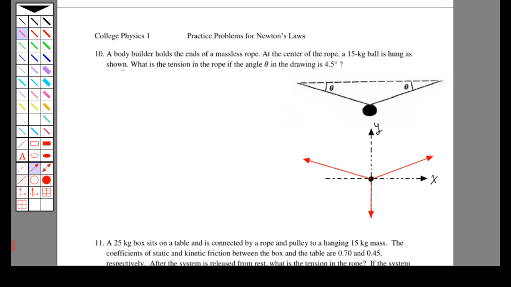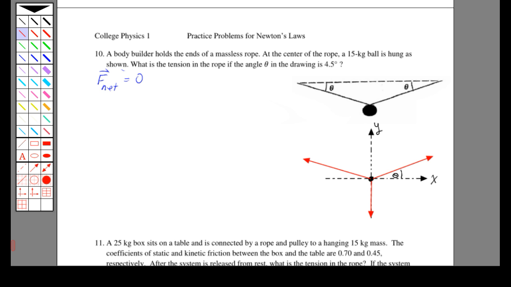Okay. Now, there's one thing we should note, and that is that the angle theta, which appears in the figure, is the same as the angle right here. That angle right there is obviously 4.5 degrees. The thing to note as well is that this mass is in static equilibrium, which means that the net force is equal to 0. So the sum of all of our forces should be 0.